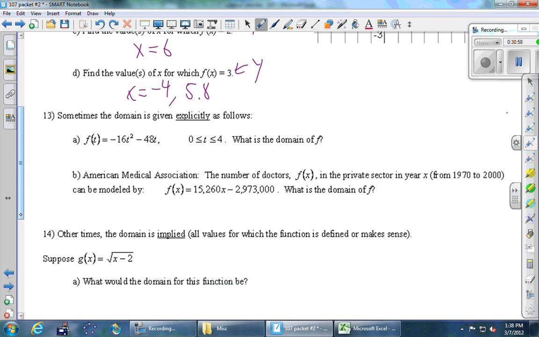All right, let's go to 13, and I think we're back to Tyler.